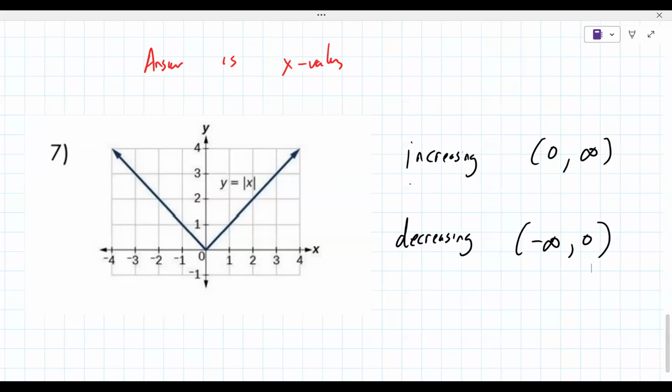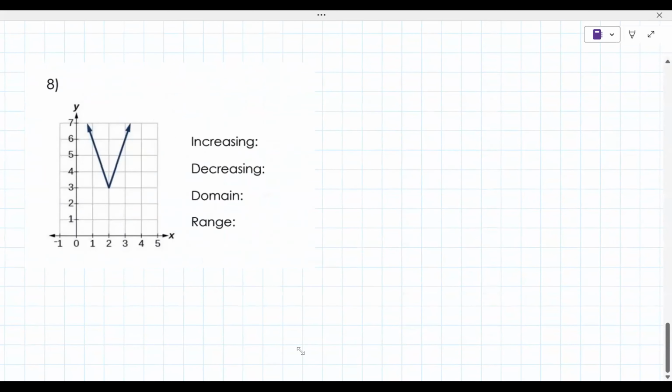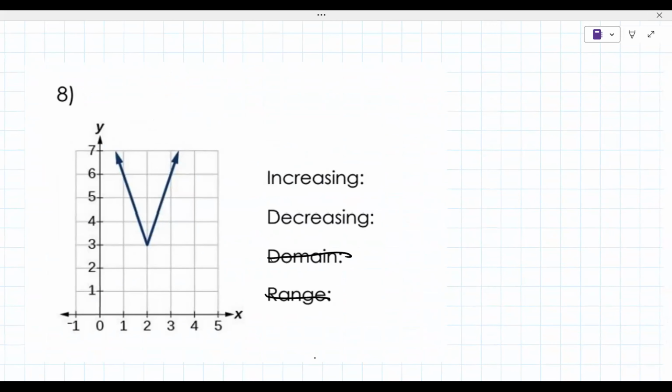Okay, so to see if you understand, I'm going to have you try number 8. We'll get to domain and range in a moment, but I think it's better to do more of just the... all I want you to do is the increasing and decreasing on this one. And let me know when you've got your answer.